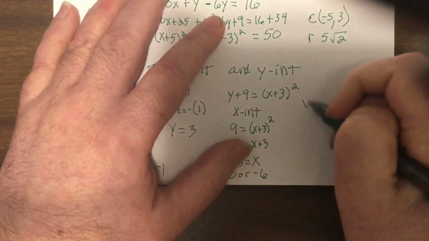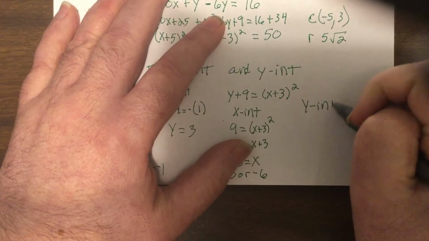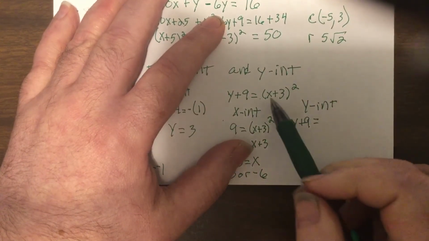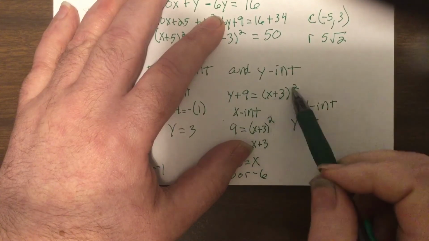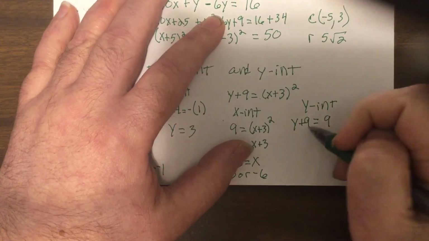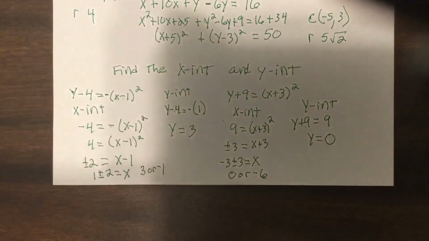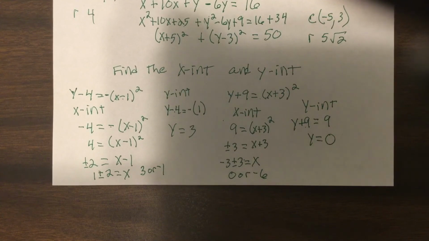Now remember the y-intercept, you put 0 in for x. So I'm going to simplify this. 0 plus 3 is 3. 3 squared is 9. Subtract 9, the y-intercept is 0. Now what's another name for the y-intercept is 0? The origin. Hey, hey, hey.